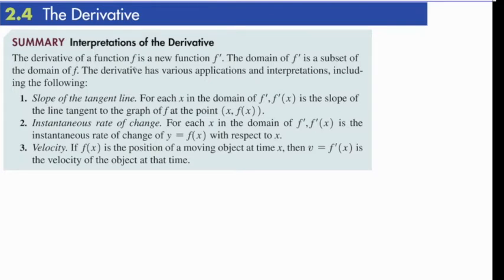So the derivative of a function f is a new function f prime. The domain of f prime is a subset of the domain of f, and the derivative has various applications and interpretations, including slope of a tangent line, instantaneous rate of change, and velocity of an object at time x.